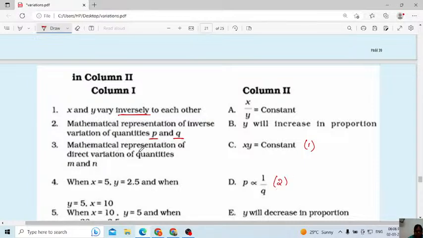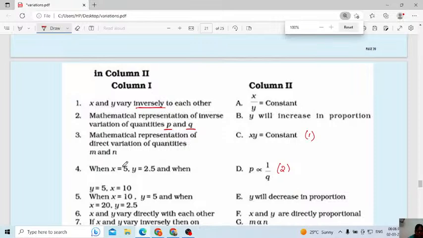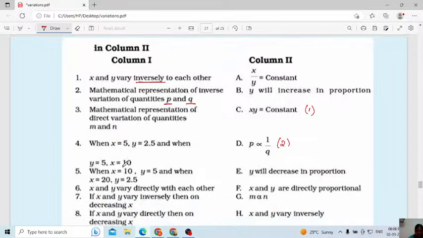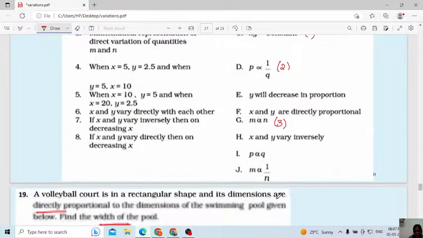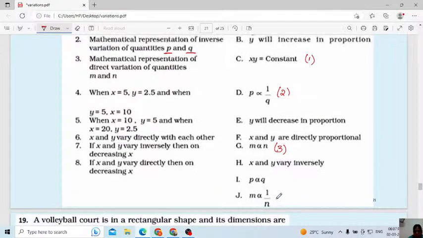Then next one, the mathematical representation of the direct variation of M and N. What is the direct variation of M and N? Yes, what is the correct answer here? This is the third one, G. M divided by N, direct relation. They are asking the relation. M is directly proportional to N. If you have the option M divided by N is constant, you can answer that also. But here that option is not there. M is inversely proportional to 1 by N is there. But this is the correct answer. Understood?